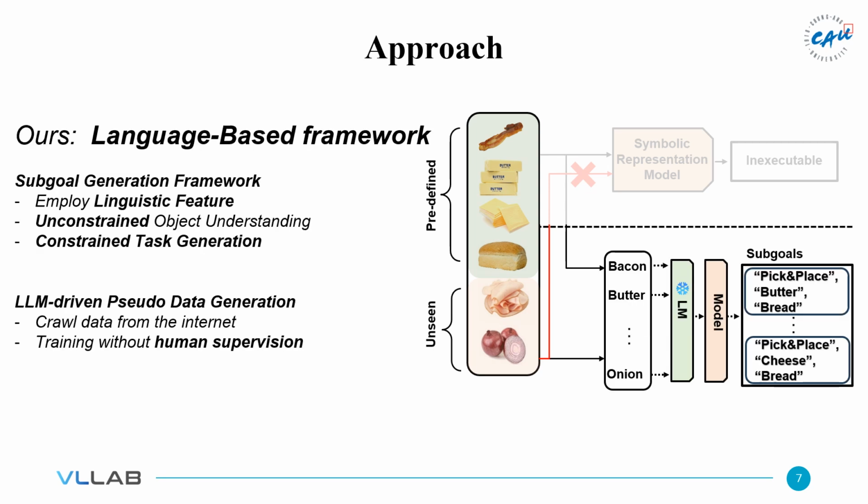To address these limitations, we propose two frameworks. First, a software generation framework that generates tasks based on linguistic features. We use a language model to only extract the linguistic features of a given environment, and based on the features, add a lightweight neural network to generate a sequence of actions. And second, we propose an LLM-driven pseudo-dataset generation framework to crawl datasets from the internet, complementing the training dataset, thus enhancing the model's knowledge and adaptability without any human supervision.